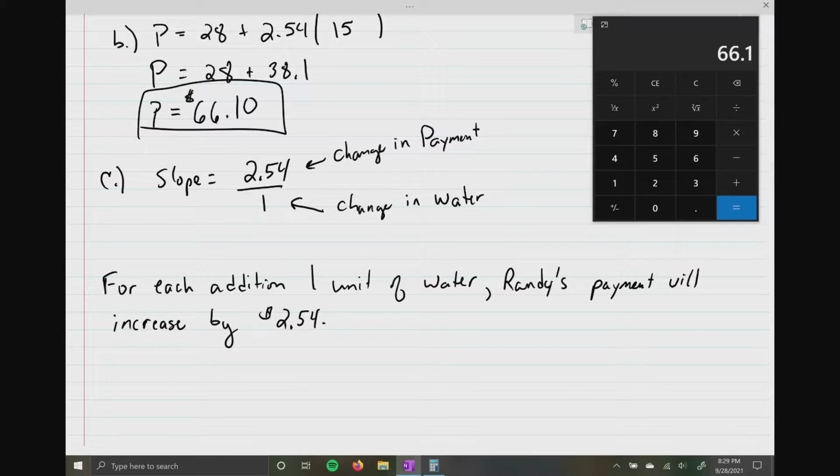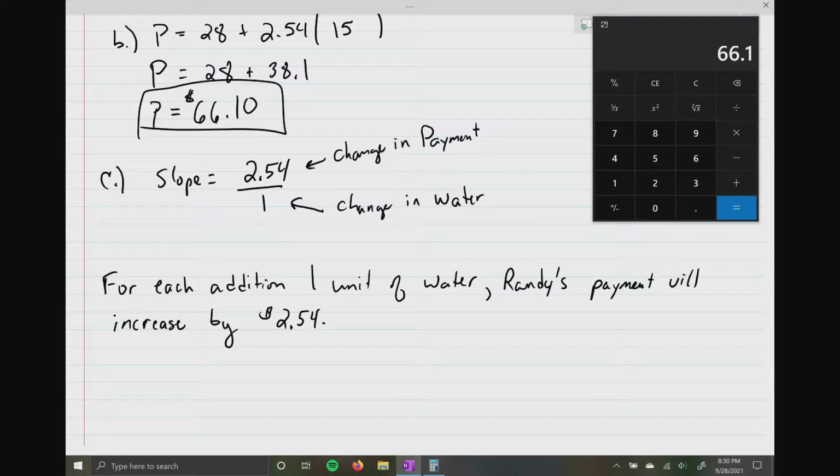And, I mean, you can always word it different ways, but the idea behind it is if it's a positive number, you're going to have an increase, and if it's a negative number, you're going to have a decrease. And you're looking at the relationship between the two variables. In this case, the variables are water and payment, and the relationship is basically the more water you use, the higher the payment's going to be.